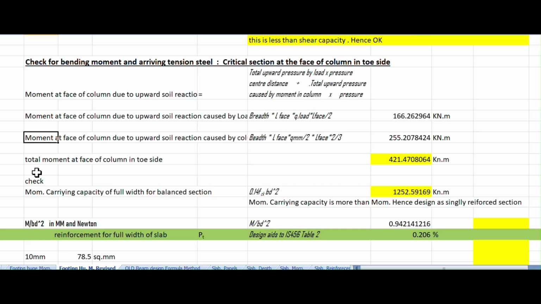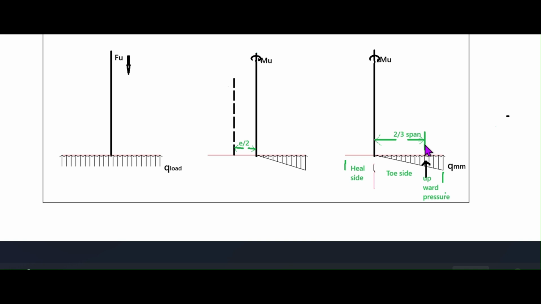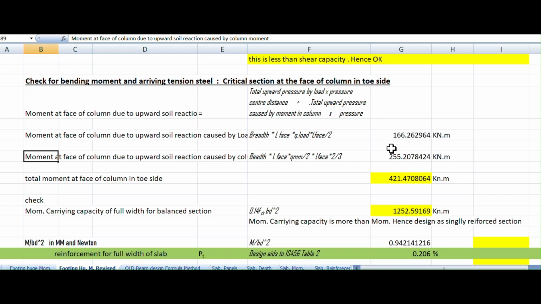Moment at the face of the column due to upward soil reaction caused by column moment. This is the formula: breadth into length, the same thing, Q at the face of the column, average, into distance 2 by 3. On calculating, the bending moment caused by the column moment is this one. Adding these two, this is the total moment caused by the upward reaction of the earth, and this is 421 kilonewton meter.